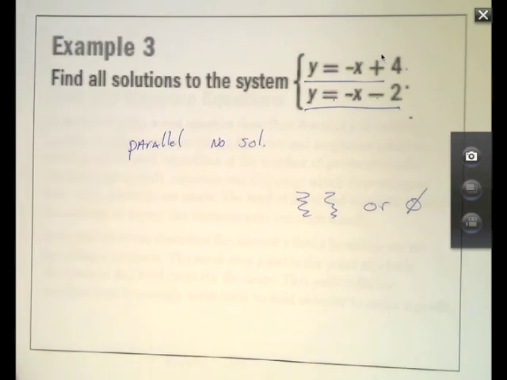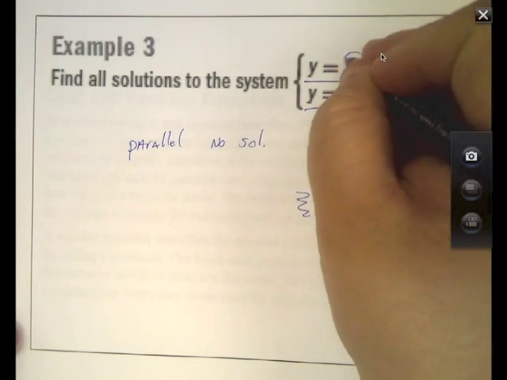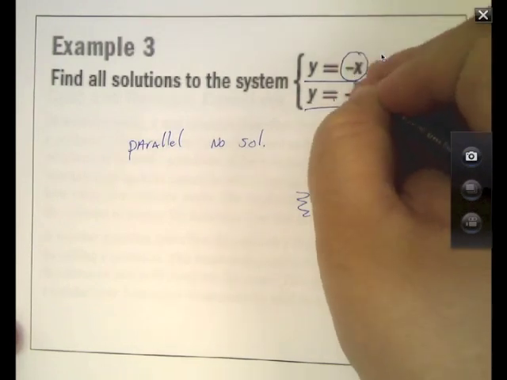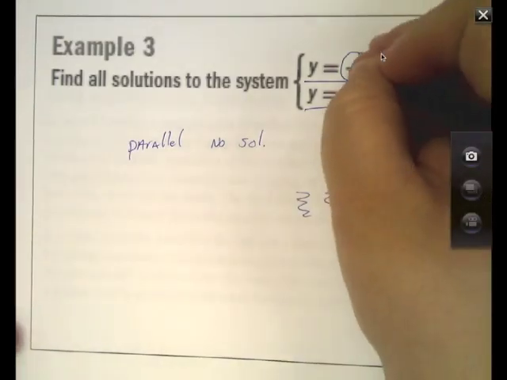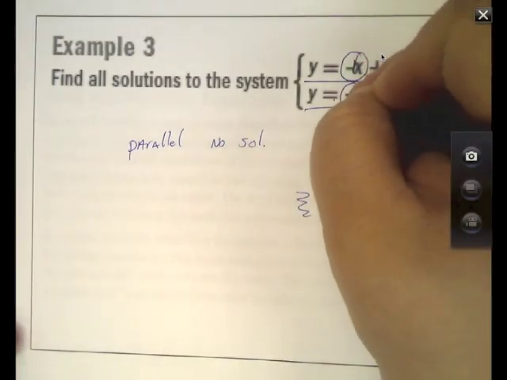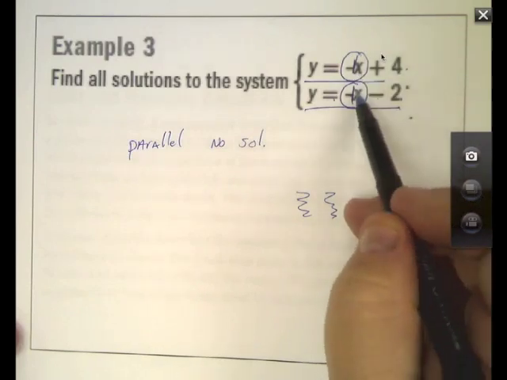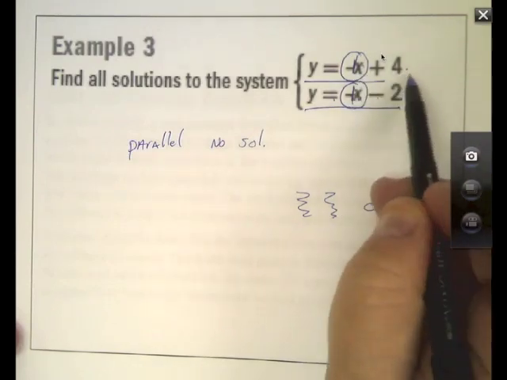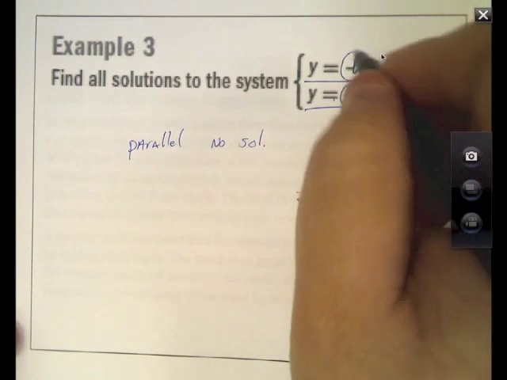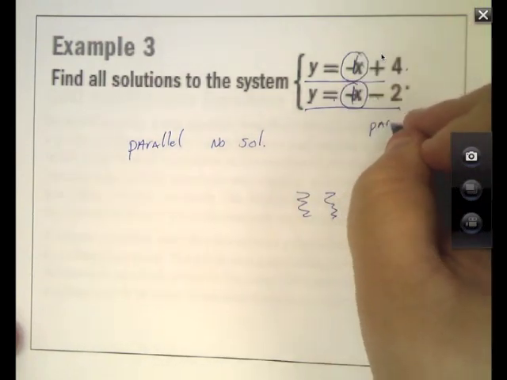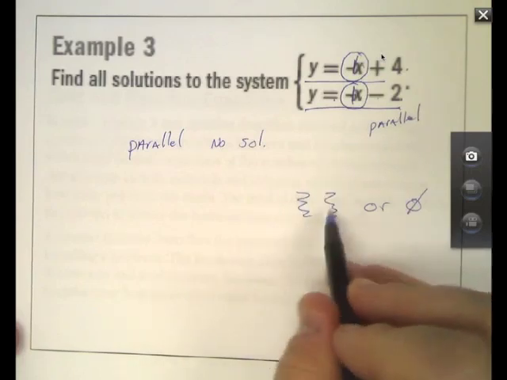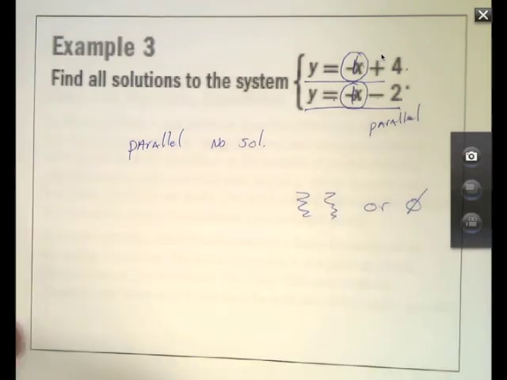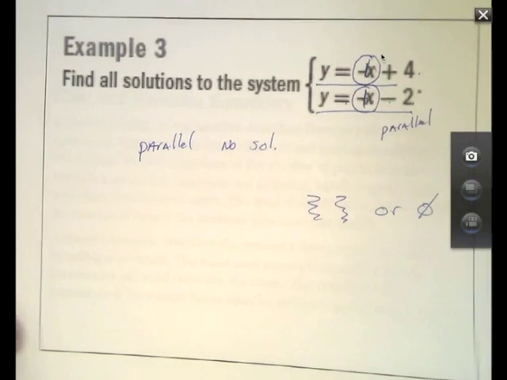Another way to notice if you have two parallel lines is your slopes. Your slopes are found right here, the number in front of x. Notice this is a negative 1. This is also a negative 1. If these two things are the same and they have different y-intercepts, you automatically know they are parallel. And then you can straight go and say this is the empty set or it is the null set.